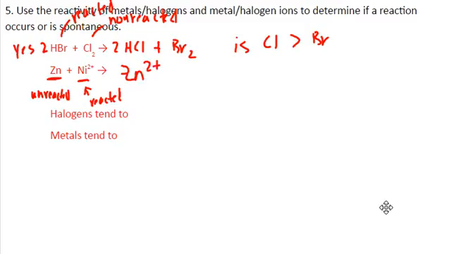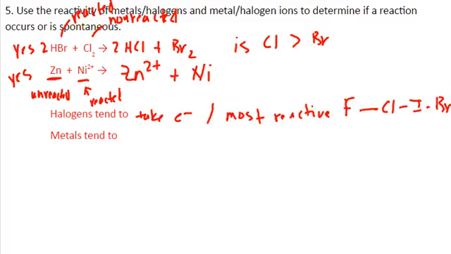So I could expect zinc to give up its electrons and force nickel to take them, and the following reaction to occur. Halogens tend to take electrons, and to determine the reactivity, you look at the halogen family. Again, fluorine being the smallest is the tiniest and most able to take, and then it goes in order as you come down the family: fluorine, chlorine, bromine, and iodine.